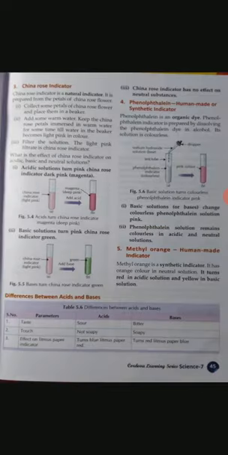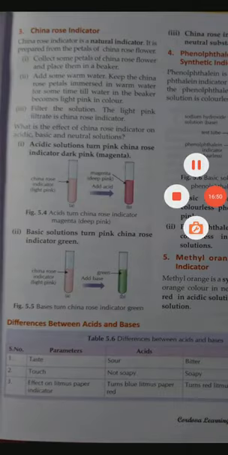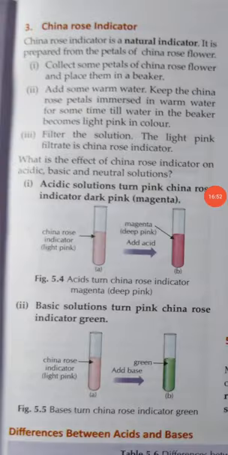Now comes the third one. The third type of indicator is China rose indicator, and more are there, like the artificial indicators phenolphthalein and methyl orange. About these indicators we'll discuss in the next class.